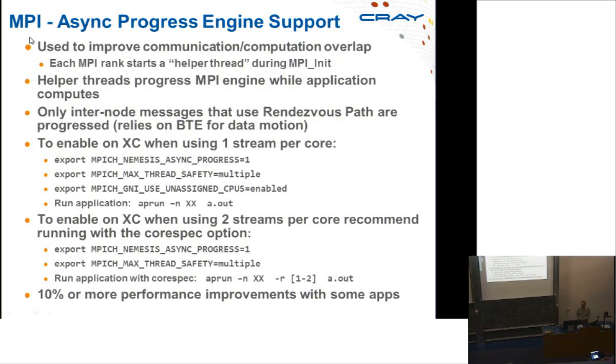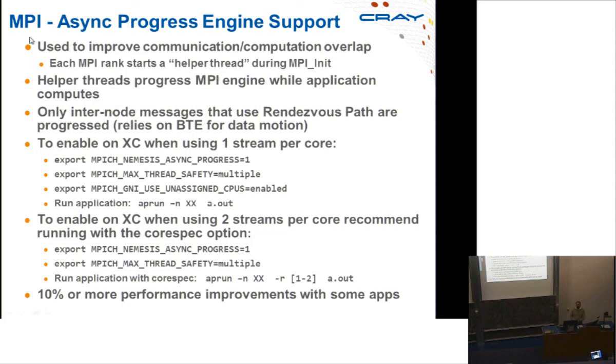So the progress engines. If you have asynchronous or non-blocking communication inside your application, I send, I receive, I barrier. Obviously, I barrier doesn't really make sense, but hey, I allreduce, something like that. Then you potentially have the opportunity to overlap your computation and communication.